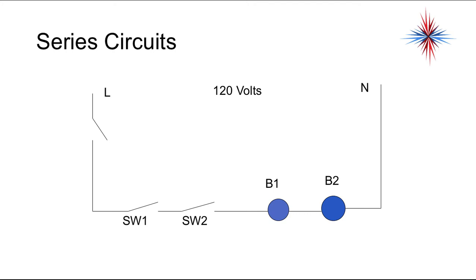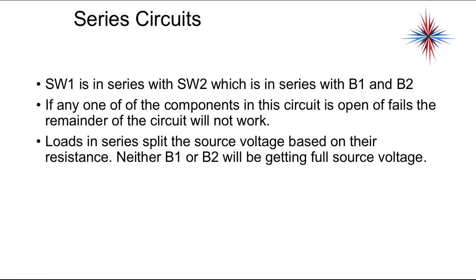Our current comes from our source and has a single path for electricity to flow. In other words, nothing can flow around switch 1 or switch 2. There are no alternatives. The loads are also in series. B1 is in series with B2. There are no two ways for current to move. Looking at that diagram again, switch 1 is in series with switch 2, which is in series with B1 and B2. If any one of these components in this circuit is open or fails, the remainder of the circuit will not work.